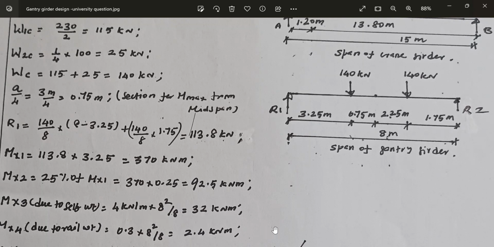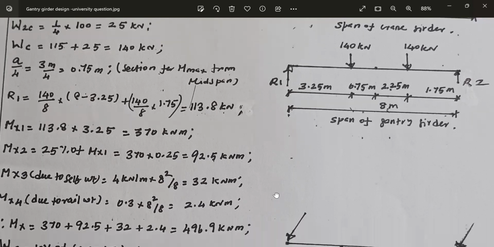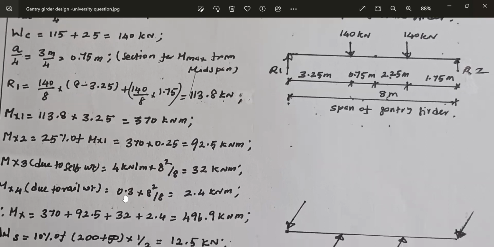Then we are having rails which are running on top of the gantry girder. It is 0.3 kilonewton per meter. 0.3 into L square by 8 is equal to 2.4 kilonewton meter.